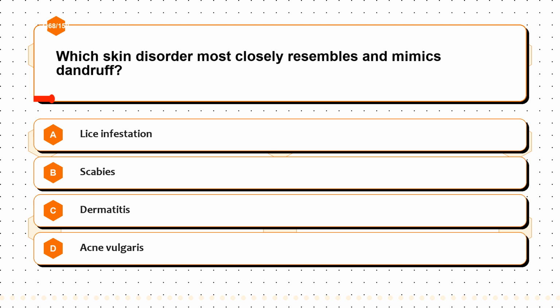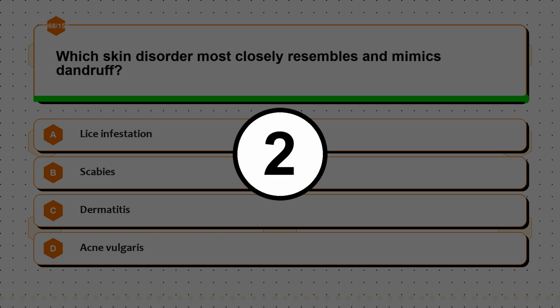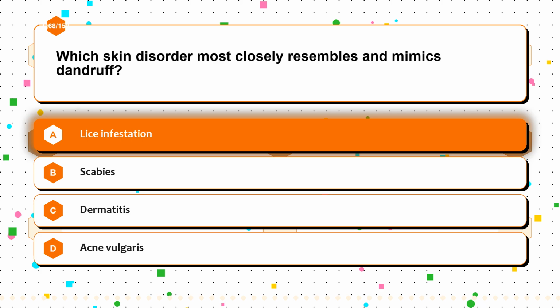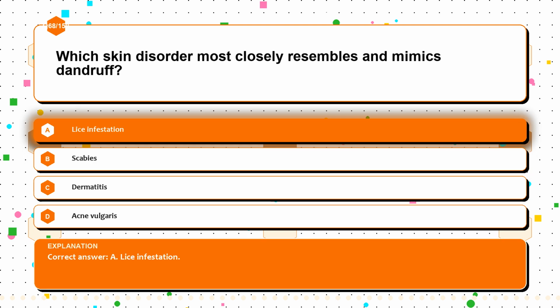Question 68. Which skin disorder most closely resembles and mimics dandruff? Here are the options. Option A, lice infestation. Option B, scabies. Option C, dermatitis. Option D, acne vulgaris. The correct answer is option A, lice infestation. Correct answer, A. Lice infestation.